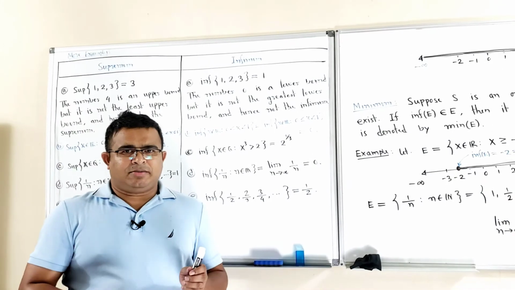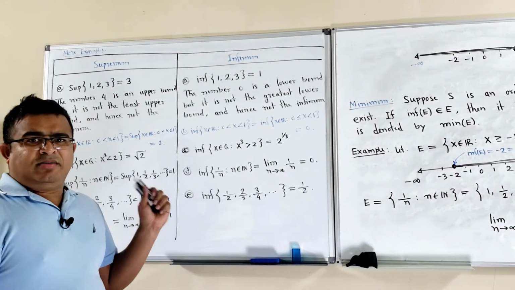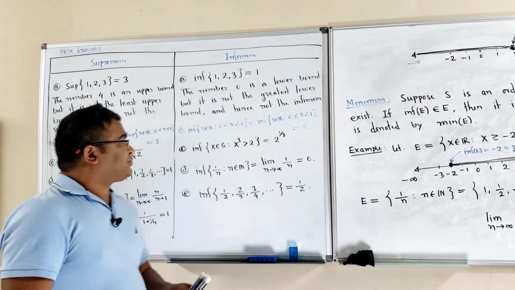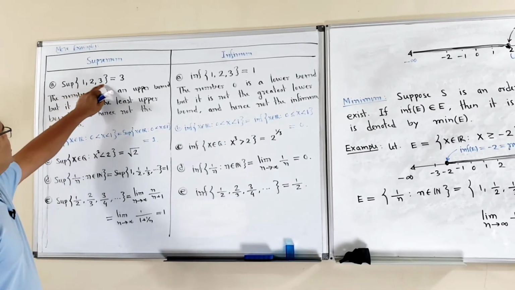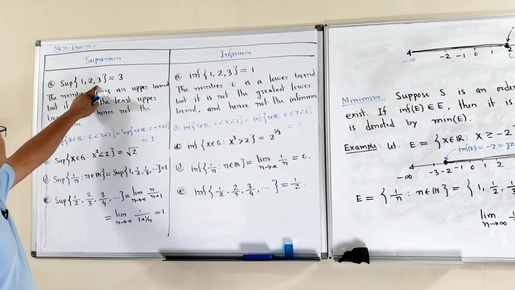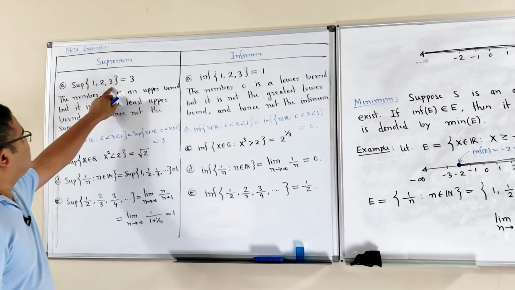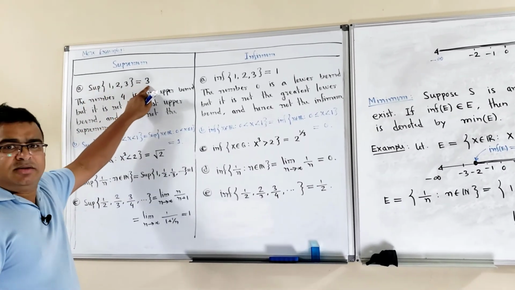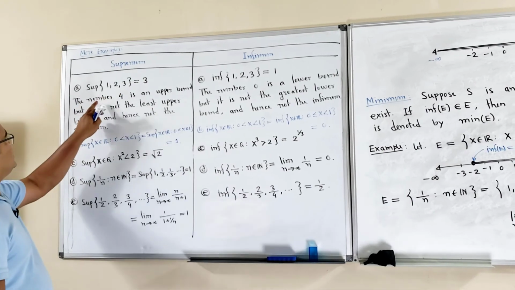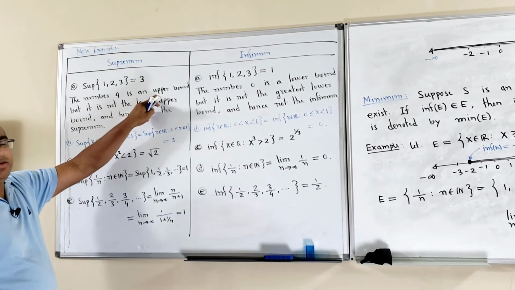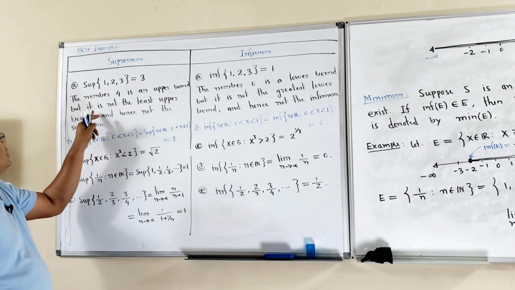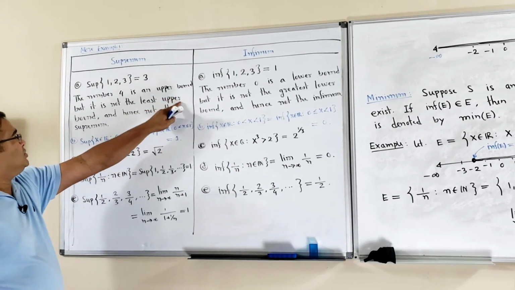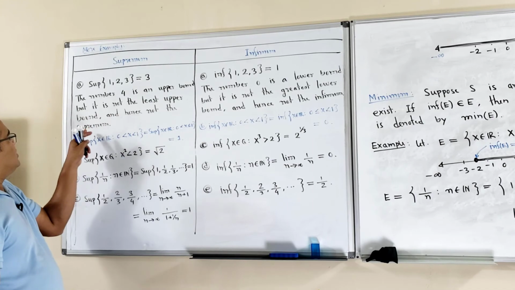A few more examples of supremum, infimum, maximum and minimum. Consider a finite set, suppose it is 1, 2, 3. What is the largest element? The largest element is 3, so its supremum is 3. The number 4 is also an upper bound, although it is not the least upper bound, and hence not the supremum.